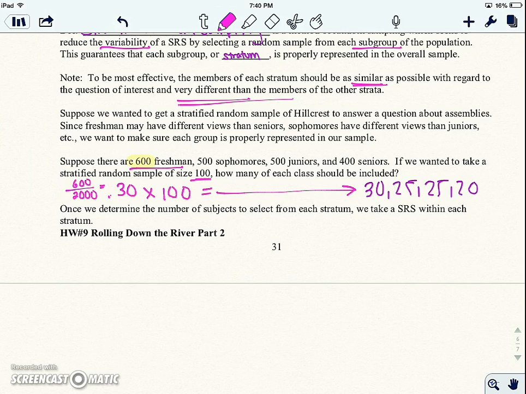Once we determine the number of subjects to select from each stratum, then we take a simple random sample within each. So that is a common theme, doing simple random samples inside other sampling.